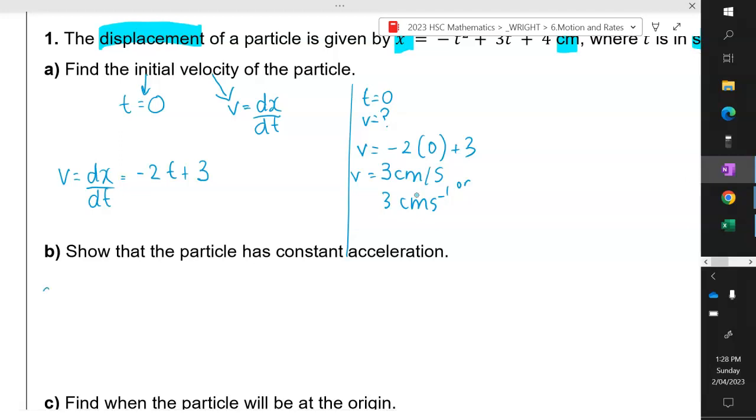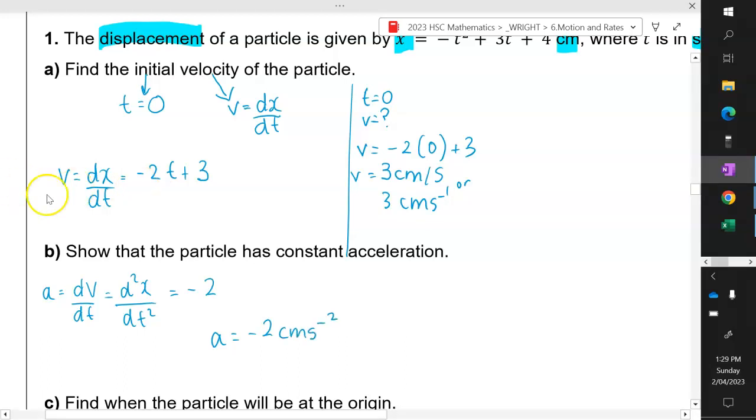So what was acceleration for us? Acceleration is equal to the velocity differentiated with respect to time, which means we have a velocity, so we can differentiate that, but it's also equal to the second derivative of displacement. So we've differentiated displacement once, which gives us velocity. So in doing that again, we're going to get our acceleration. So I'm going to differentiate our function here, and we're going to end up with minus 2. So acceleration is minus 2 centimeters per second squared. And we are saying that that is constant. There is no variable term after it. It's just a constant number.